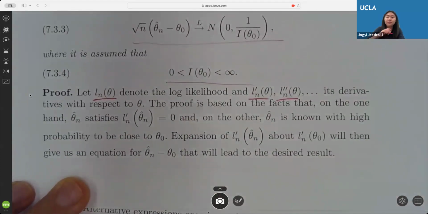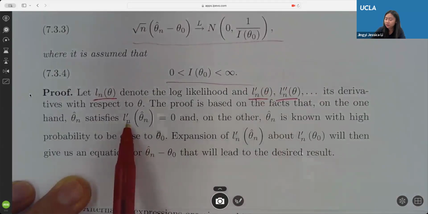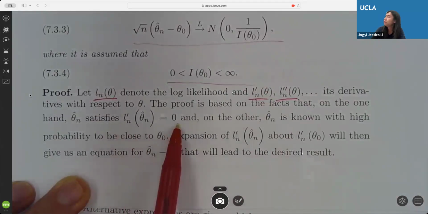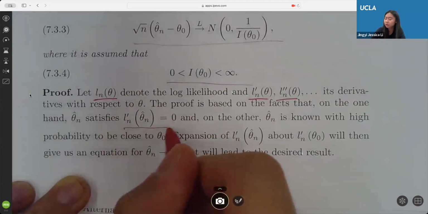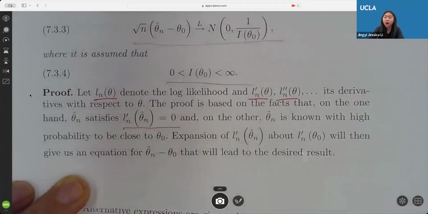The proof is based on the fact that, on the one hand, the MLE satisfies that the first derivative of the log likelihood is 0. It's called the likelihood equation. It's a root for that. On the other hand, theta hat n is known with high probability to be close to theta 0 because of consistency, right? Because of the consistency result, it converges to theta 0 in probability.